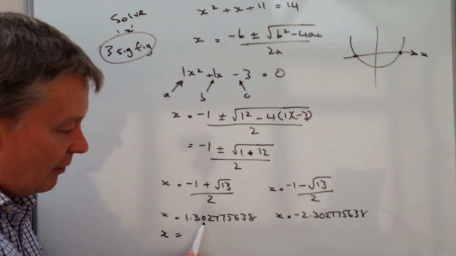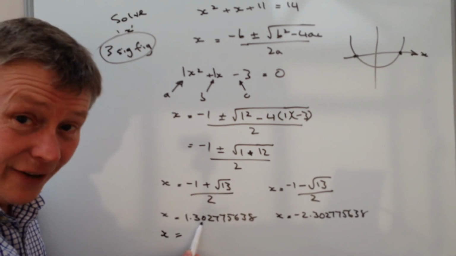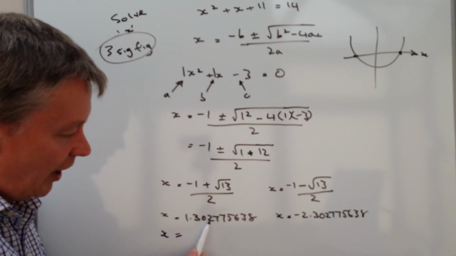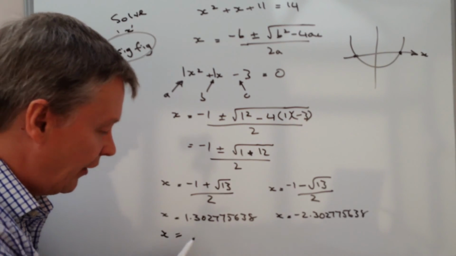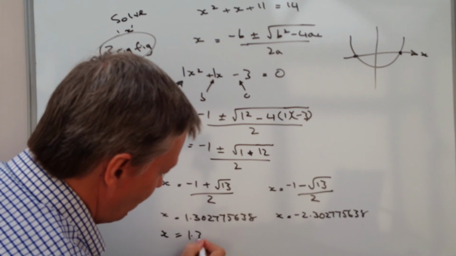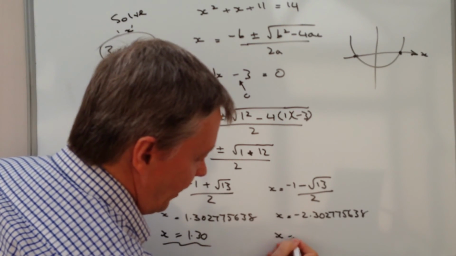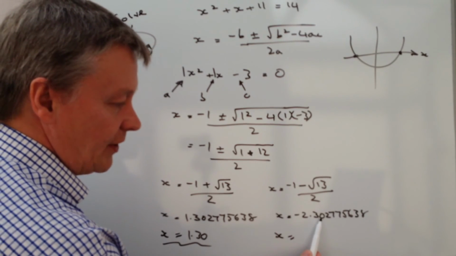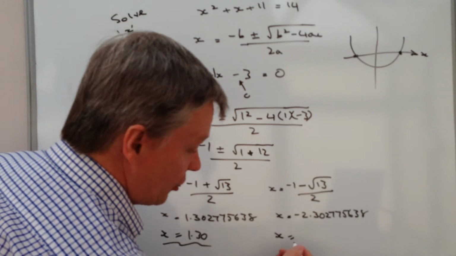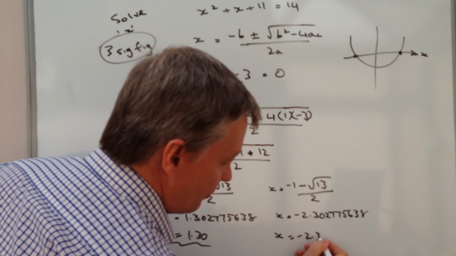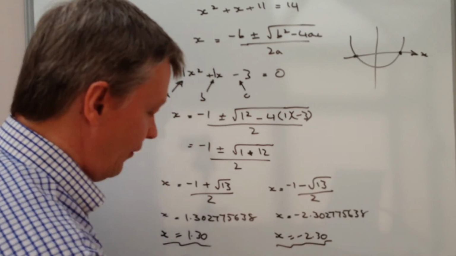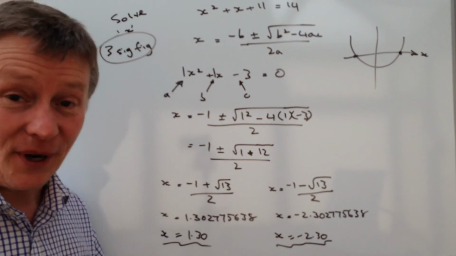Well, in this case, my 3rd significant figure is 0. It doesn't need to change because that's below 5. So it's going to be x equals 1.30. And on this one here, my 3rd significant figure is 0. That also doesn't need to change, so x equals minus 2.30 on that one. And that would answer the question.